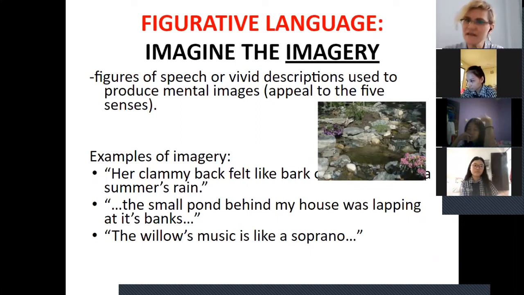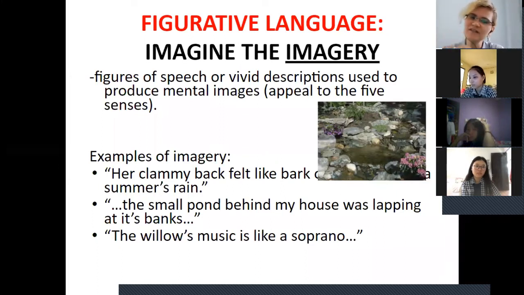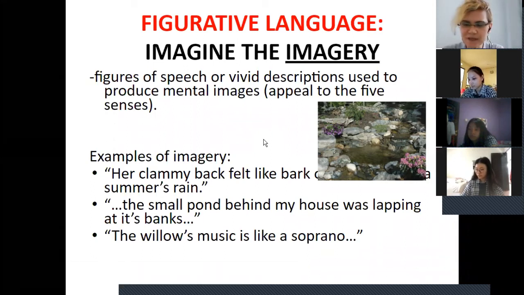Imagine the imagery. Figurative language basically helps you imagine and create mental pictures in your head. So figures of speech or vivid descriptions are used to produce mental pictures. They appeal to the five senses, so it is important that you get hearing, taste, touch, sight, you know. For example, her clammy back felt bark. Oh, this is not a good day. The small pond behind my house was lapping at its banks. The willow music is like a soprano. So basically, if we use sensory details, we're building imagery in our head.